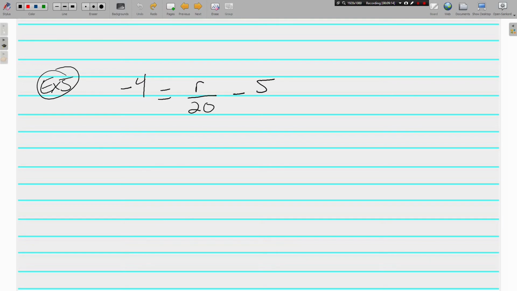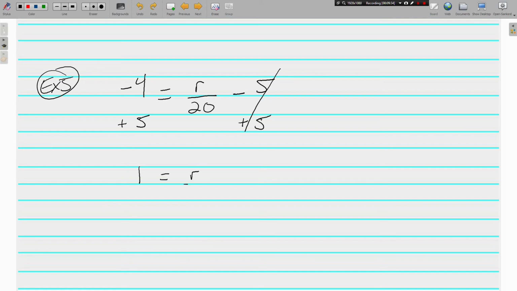R is on the right. Save the term with the variable for last. How do we undo subtracting 5? By adding 5 to both sides. Positives are going to win that one by 1.